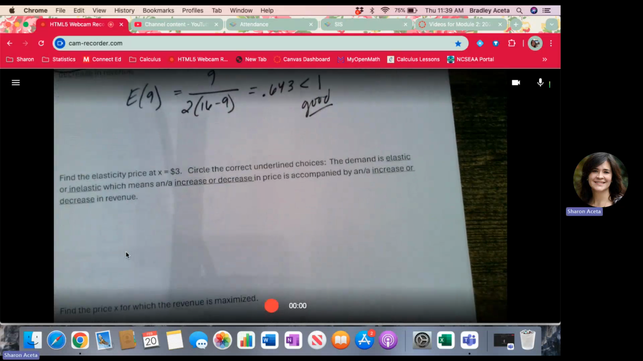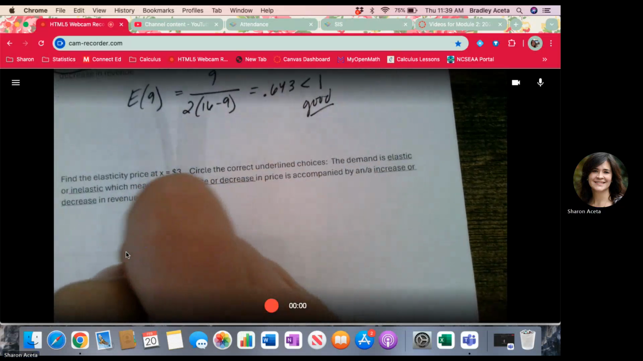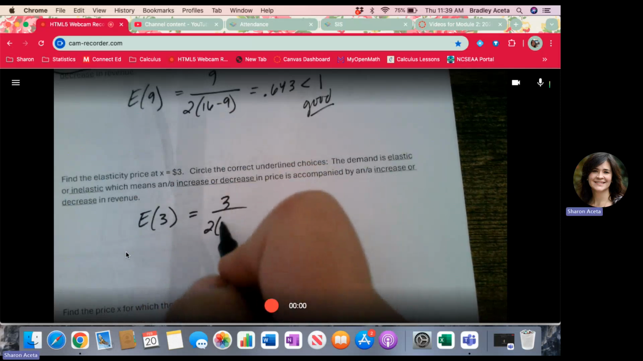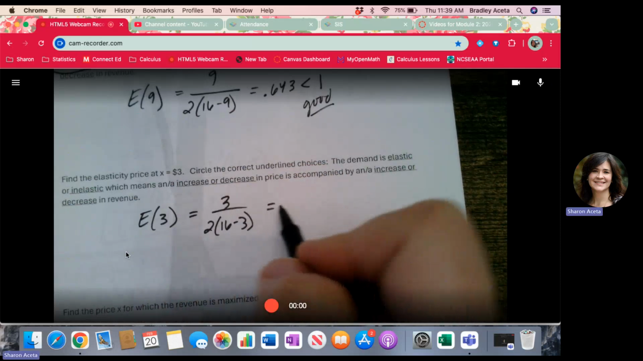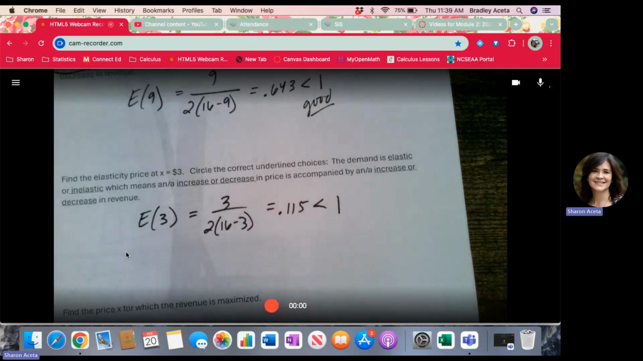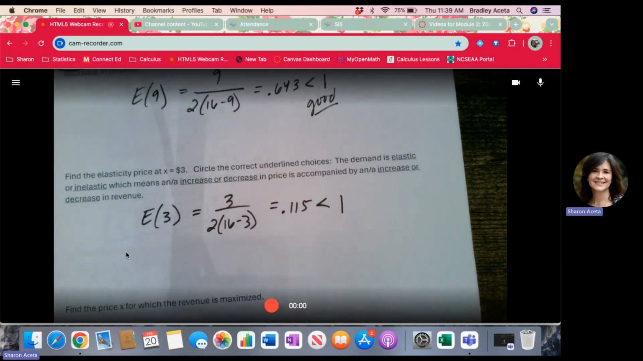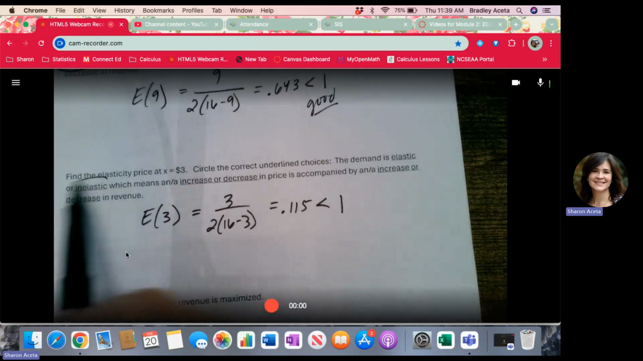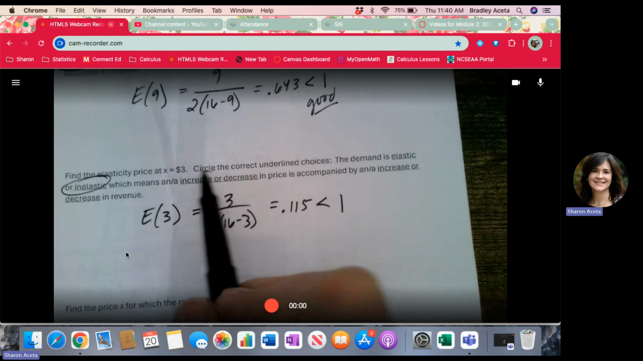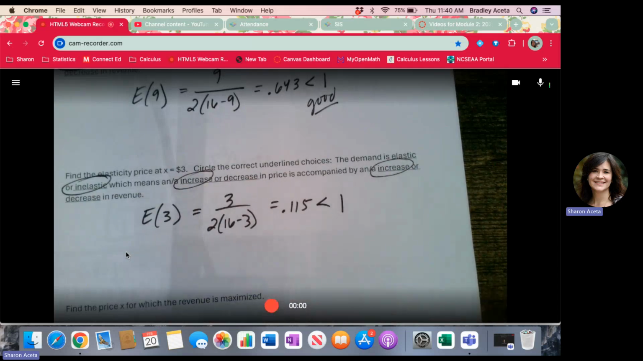Well, what about at $3? Well, let's see. 3 over 2 times 16 minus 3 is 0.115. That's actually still good. That's still inelastic. We don't want to be over 1. If we're over 1, we're elastic. Okay? And so again, that means an increase in price would be an increase in revenue. We're still doing good. If we had anything, 3, 9, we're good.